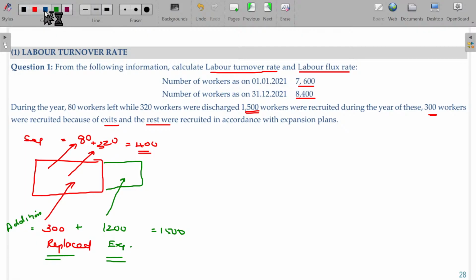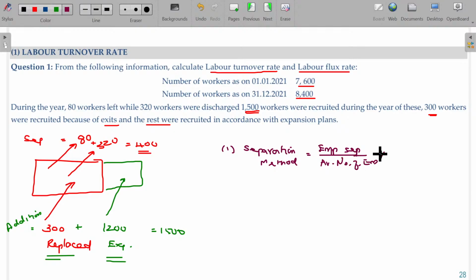Now, come on, you can guess the answer easily. Labor turnover will be calculated under the separation method. Under separation method, how many employees are separated? Employees separated from us divided by average number of employees.